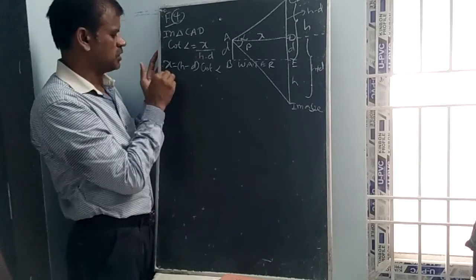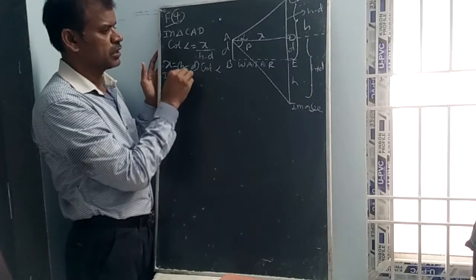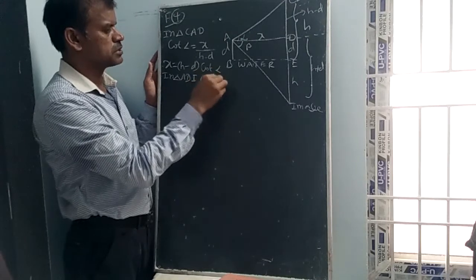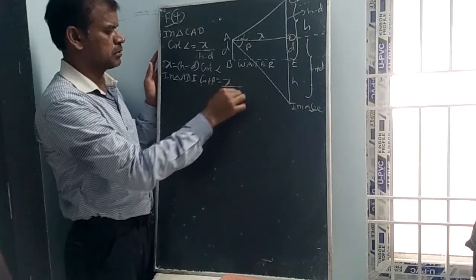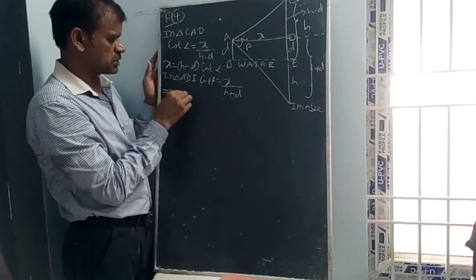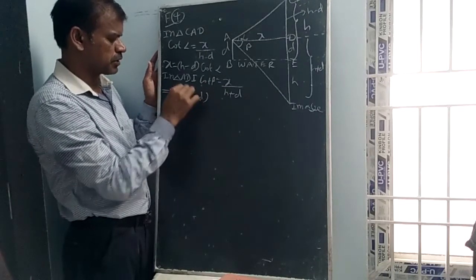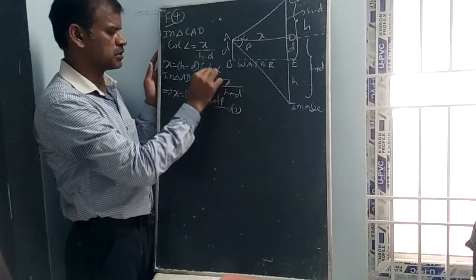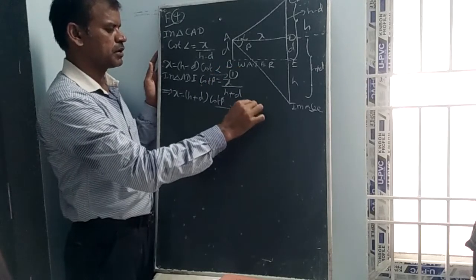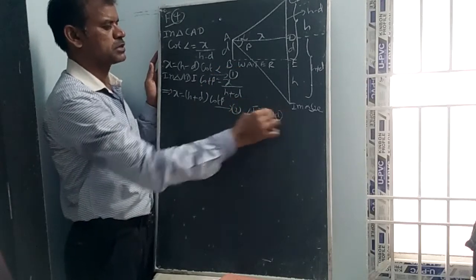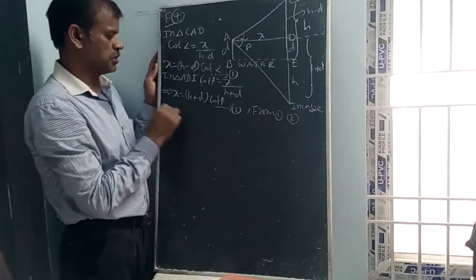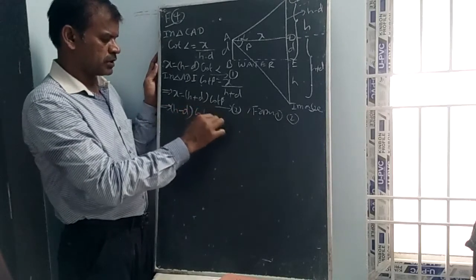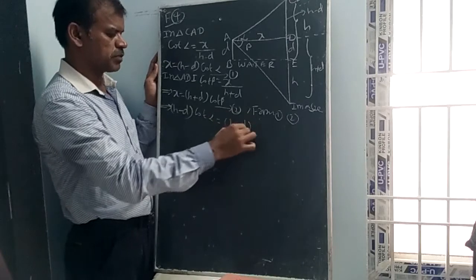Next, in the full triangle ADI, cot beta is equal to x by h plus d. That implies x is equal to h plus d into cot beta. This is the second equation, and this is the first equation. From 1 and 2, because both are x, you can equate the values. H minus d into cot alpha is equal to h plus d into cot beta.